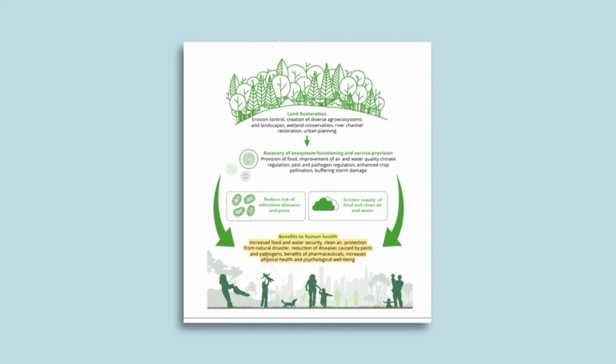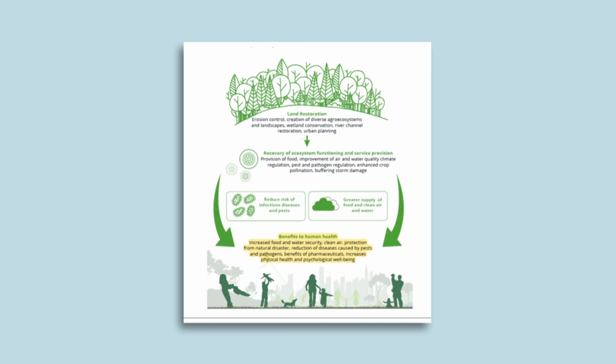Like you will get food, we are talking about quality and quantity, nutritious food. Then we will have good quality of air and water, and then we will have proper climate regulation because of that good environment, ecological characteristics, and ecosystem function. Then when you have all these things, we will find that it reduces the risks of infectious disease and pests.